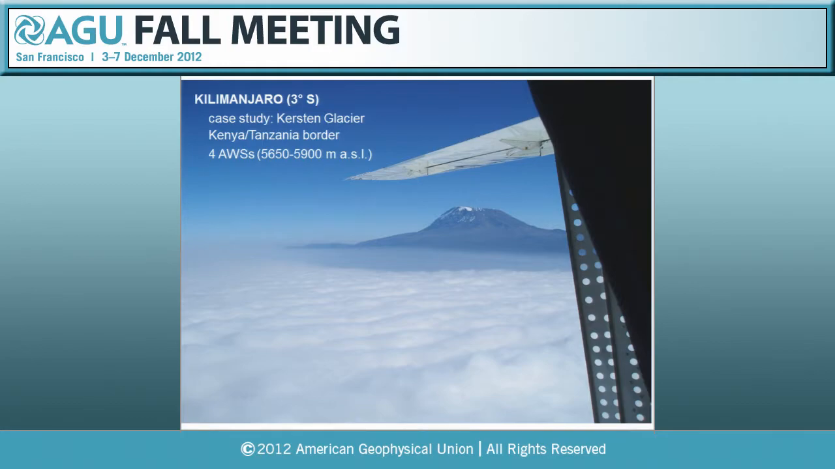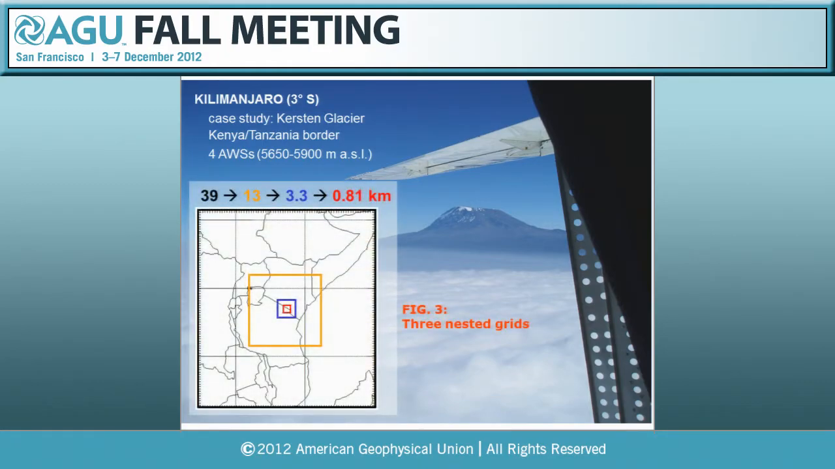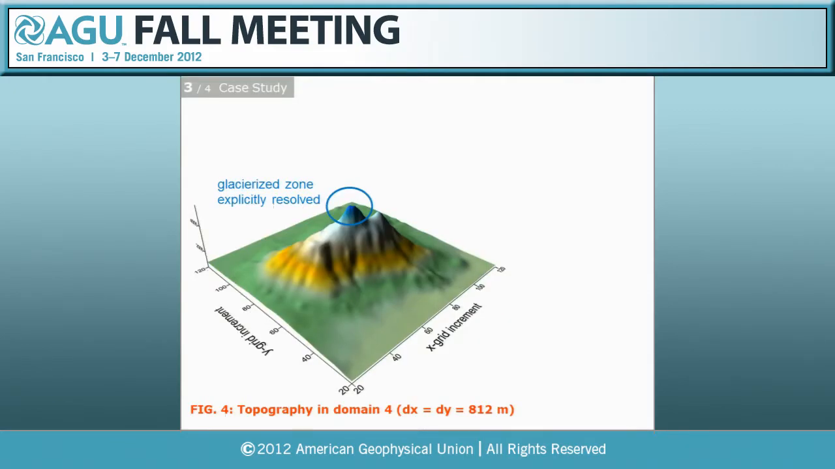Located in Equatorial East Africa, at the Kenya-Tanzania border, currently we are maintaining four automatic weather stations with collaborators. The atmospheric model setup here uses four domains and three nested grids, so we are going from 39 kilometers horizontal resolution in the parent grid down to 800 meters over the target area, which is the peak that you can see on this photo. The desire to go to really high resolution comes from the fact that this is the only possibility to resolve the glacierized zone explicitly. If you do 2 or 3 kilometers, in this case, you simply don't get glaciers in the model.